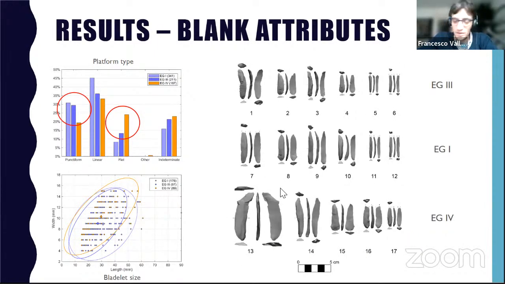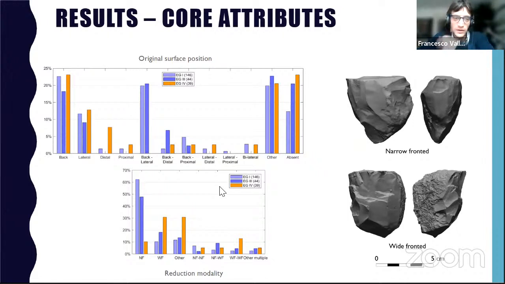Another traditional feature that can differentiate the blanks produced in the Engev area is the width of the blanks. We see that while Engev 3 and Engev 1 again present a similar value of narrower blanks, blanks are wider in Engev 4 on average. And going on to attributes, of course, we were able again to separate Engev 4 from Engev 3. This separation is visible based on the distribution of cortex on the cores. We have more lateral cortex in Engev 1 and 3 and more distal cortex in Engev 4.